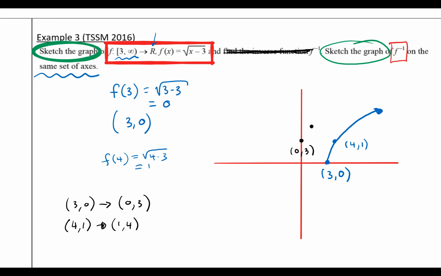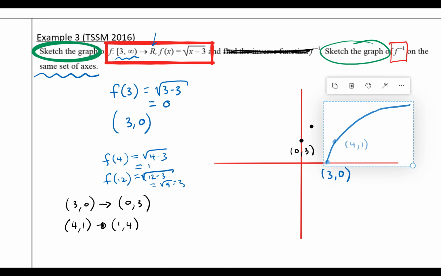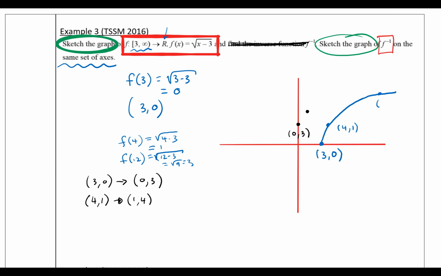If we're still unsure of this shape, we can try sub in another point that we know. For instance, if we subbed in the value 12, f of 12 is equal to the square root of 12 minus 3, which is the square root of 9, which is 3. So all the way at the end here, if we keep this line going, we can think that we've got (12, 3). Now, my new point from (12, 3) will become (3, 12).